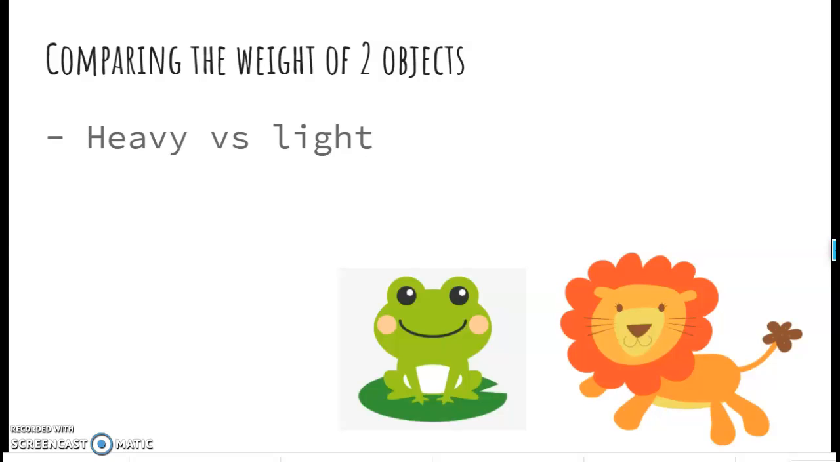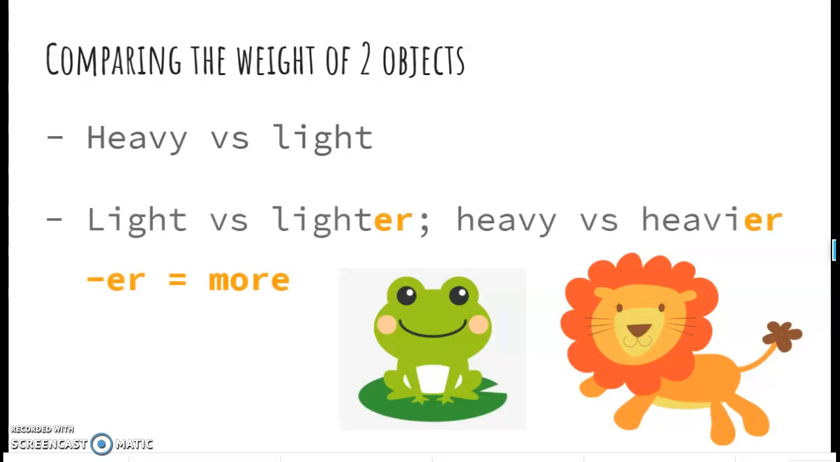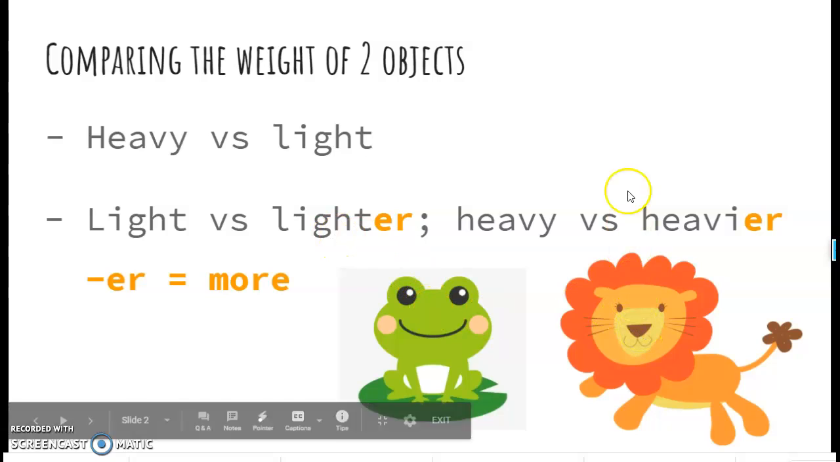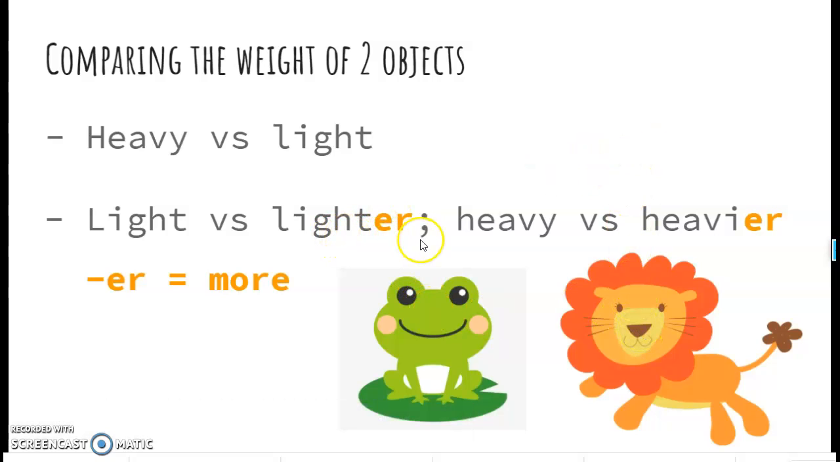So I know that the lion is heavier, which leads us to our next kinds of words that we can use. We can also use words like light and lighter to describe our lion and our frog, or heavy and heavier. The "er" part of the word, which I highlighted in orange, means more. So lighter means more light, and heavier means more heavy. If I were to first try using the words light and lighter to describe my frog and lion, which one is lighter? Let's start with that. Which one is more light?